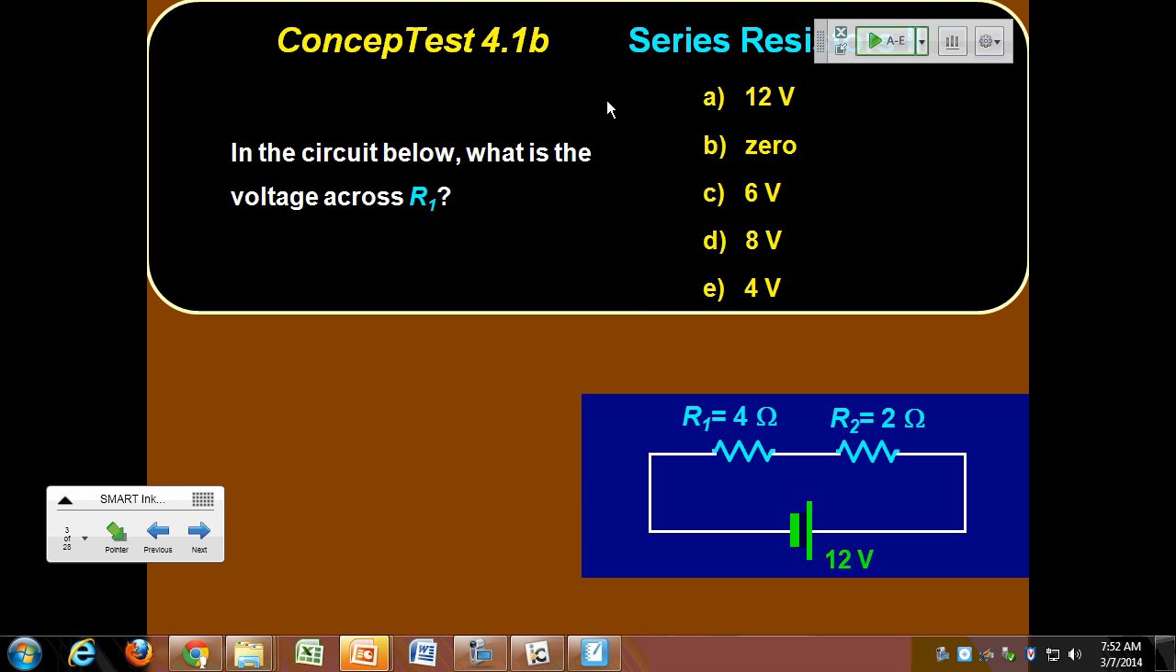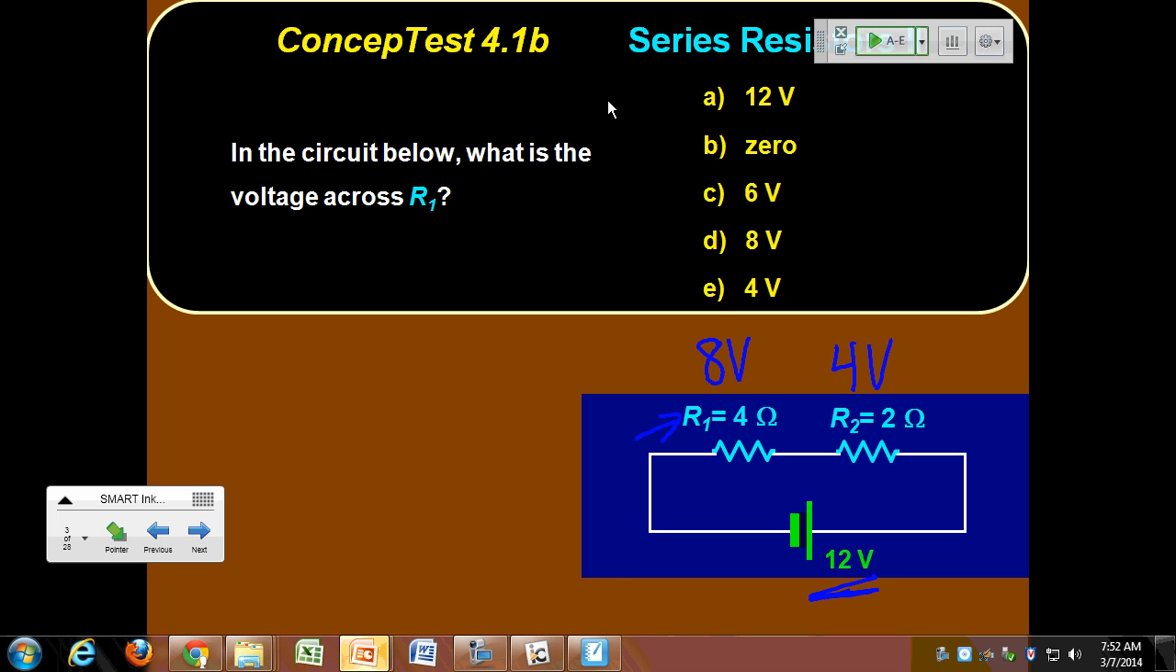A couple different ways you can look at this. You can see that this resistor is twice that of the other. So I know that the voltage has to be twice, but it also has to add up to equal 12 volts. So that has to be 8 and 4. We've seen that before, the way they're distributed in that way.